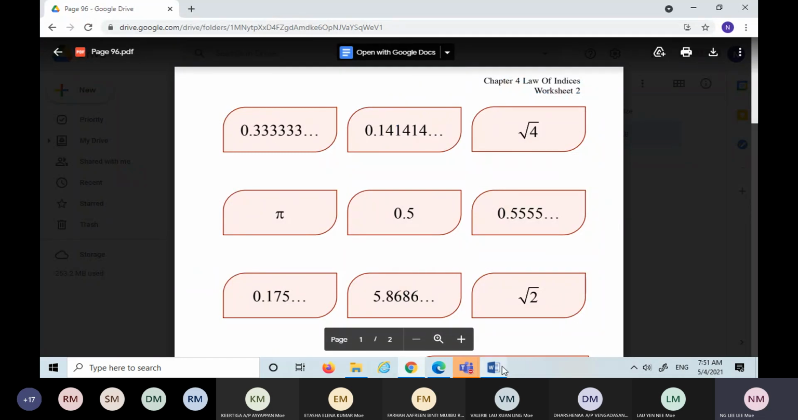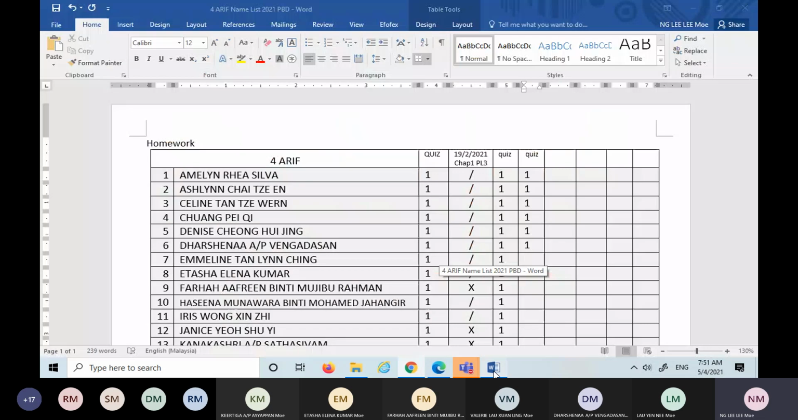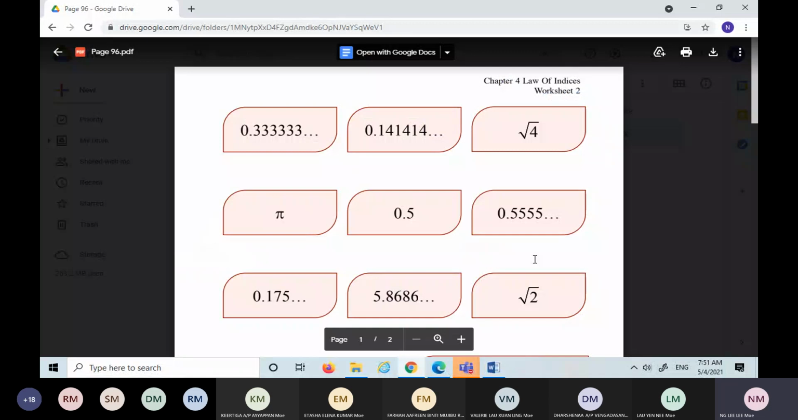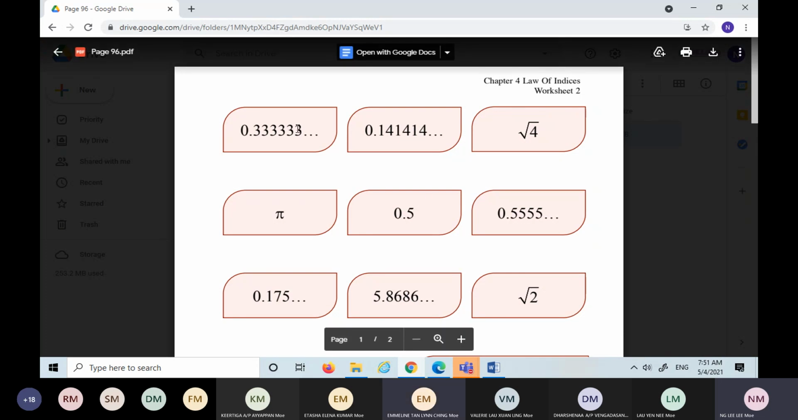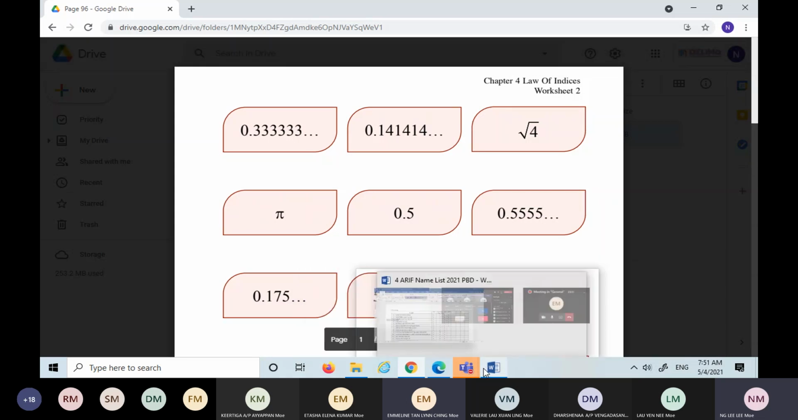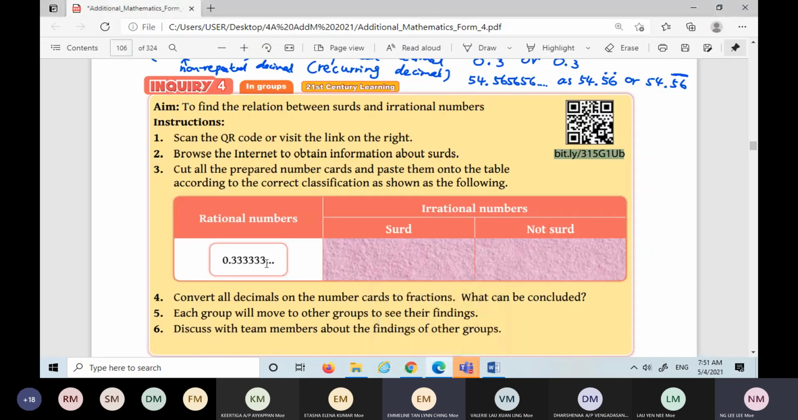Maybe I can call the next girl, Emmeline. Yes, teacher. Can you do the first one? 0.33333. What is this? It's a rational number. Sorry, I can't hear. It's a rational number. Okay, rational number. So the first one is here already: 0.33 repeating is a rational number.